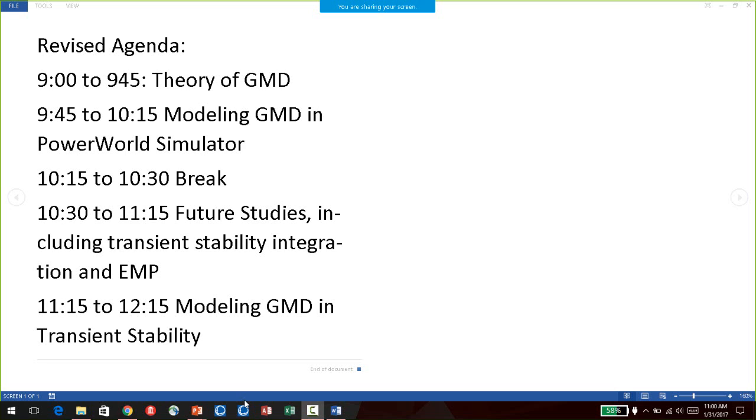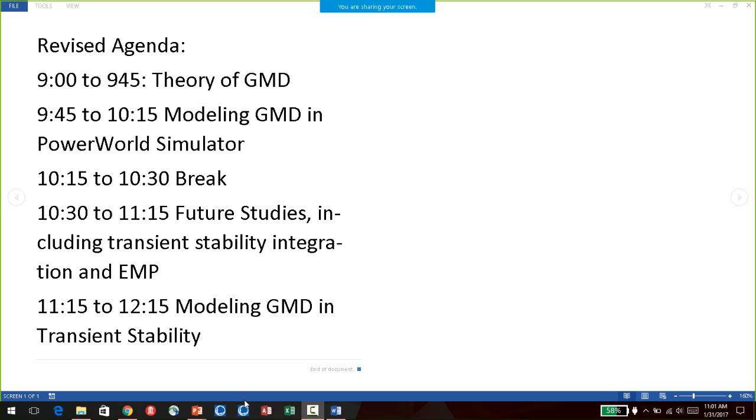So on screen right now, we have the plan for today. We revised it a little bit from what was sent out earlier just to accommodate Tom's travel schedule. We're going to start off with Professor Overby talking about basic GMD theory, geomagnetic disturbance, and geomagnetically induced current modeling. Then I will do the second part, which will involve some hands-on examples in PowerWorld Simulator and just what data you need to put into Simulator and what kind of results you get out of Simulator when you're doing these simulations. We'll take a break.